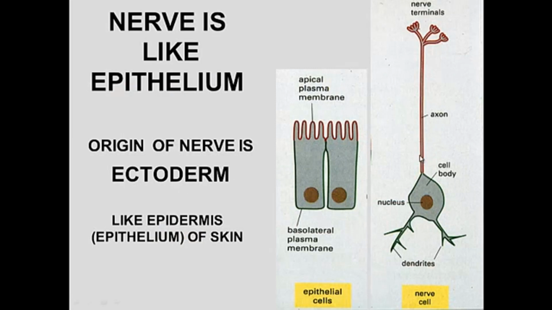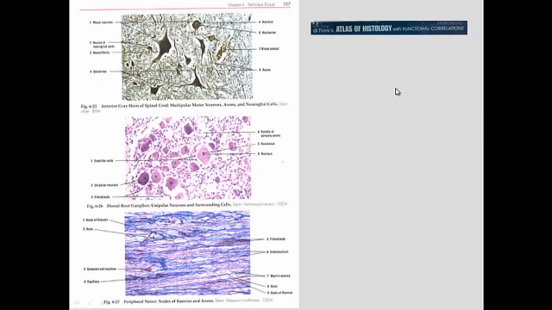Now, nerve cells, as we see here, is very similar to epithelium in that both of them come from the ectoderm, is one of the things. And here we have a base in the epithelium. We have a kind of base in the nerve cell, apex and apex. So we have the cell body, there's the nucleus, dendrites, and axons, and then nerve terminals at the end.